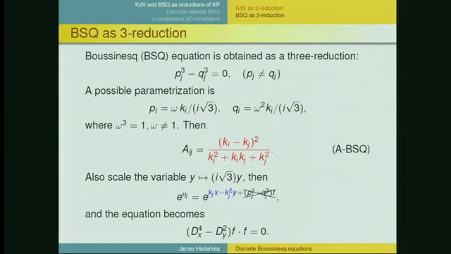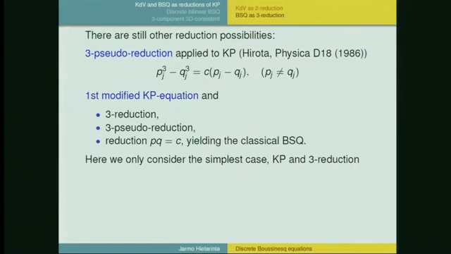Okay, so this is what happens in a continuous case. There are also so-called pseudo-reductions, meaning that you can add some extra coefficient here. And we could also study the modified KP equation, and in this frame for this equation we could do the 3-reduction or 3 pseudo-reduction, and there is still another reduction which gives the Kaup's Boussinesq equation.